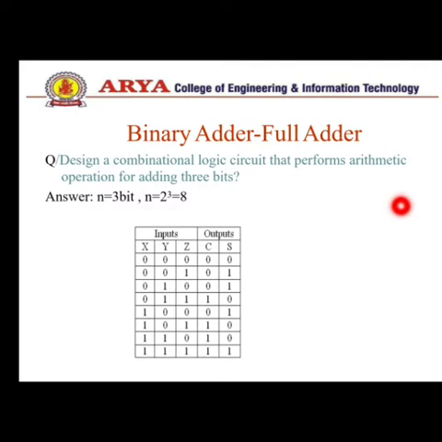1 plus 0 is 1, so the sum is 1 and carry is 0. Then 1 plus 0 is 1 and 1 plus 1 is 0, so the sum is 0 and carry is 1. 1 plus 1 is 0 and carry 1. We can write that carry, and for 0 plus 0 the sum is 0. Last, we know that when x, y, z is 1, 1, 1, the sum is 1 and carry is 1.